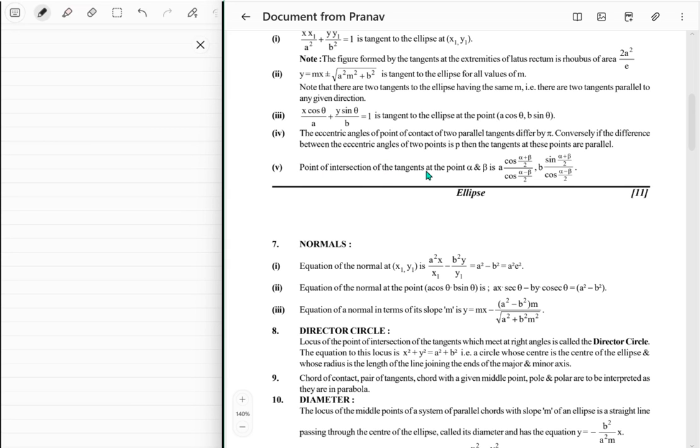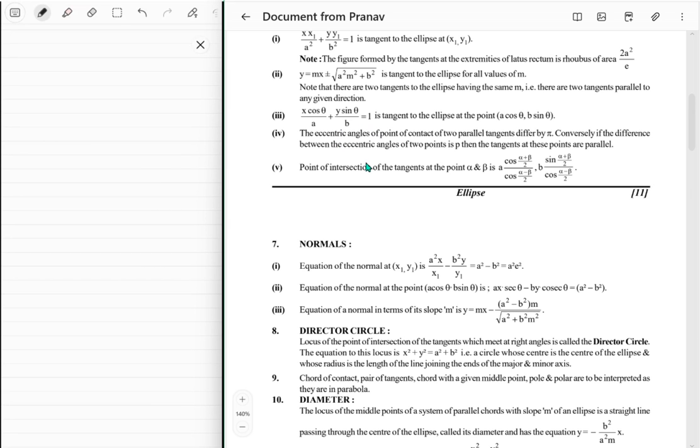Next, point of intersection of tangents at the points alpha and beta is this thing. Intersection of tangents. Oh yeah, okay. So just yet another point, right. It's like a cosine of alpha. Oh, this is like not good. It's not good, huh?